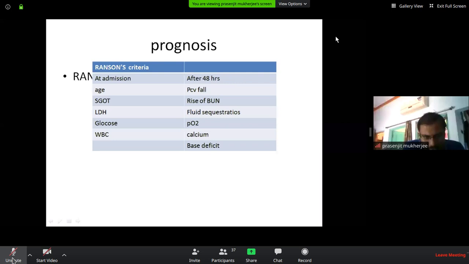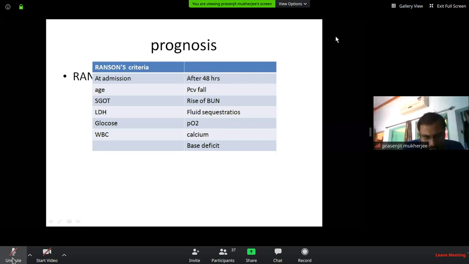PO2, if it is less than 60, then we consider it positive. Blood calcium level, if less than 8 milligram per deciliter, we consider it positive. And base deficit more than 4 milliequivalent, that means more acidosis, we consider it positive. Okay, these criteria are very important.